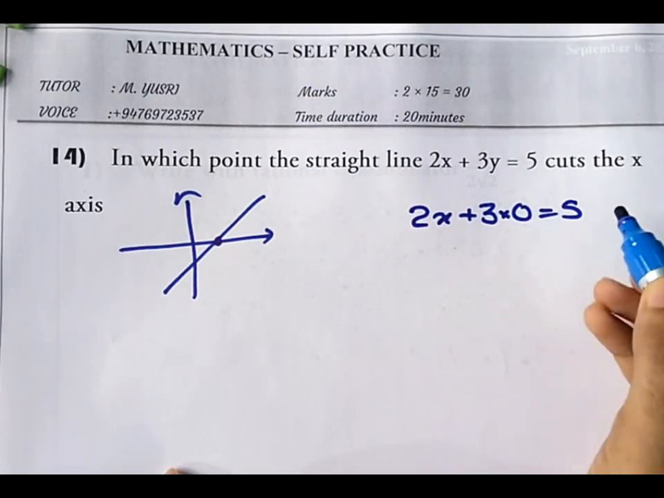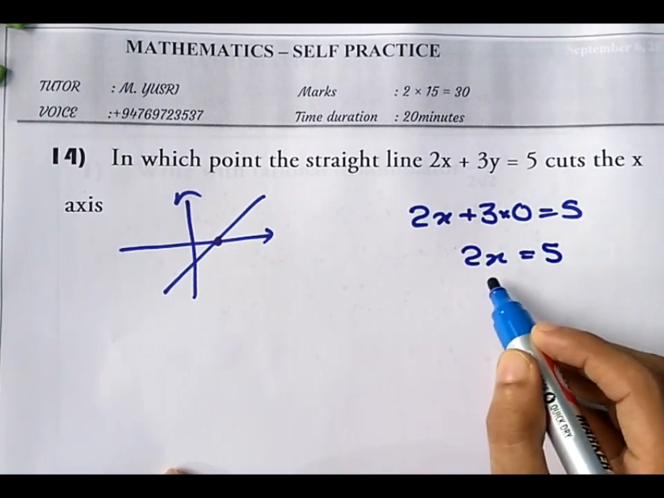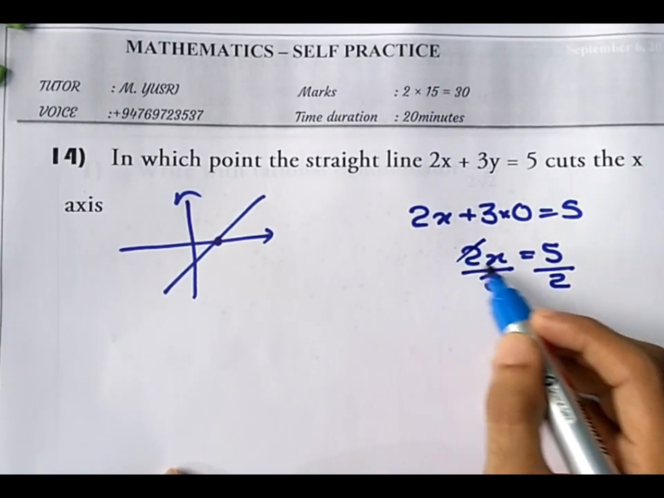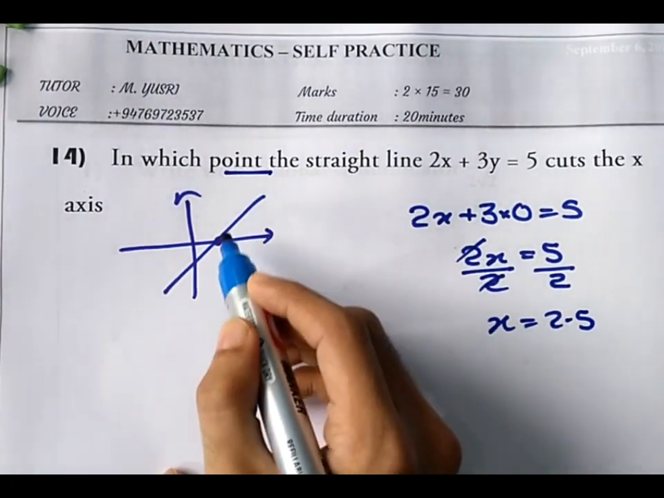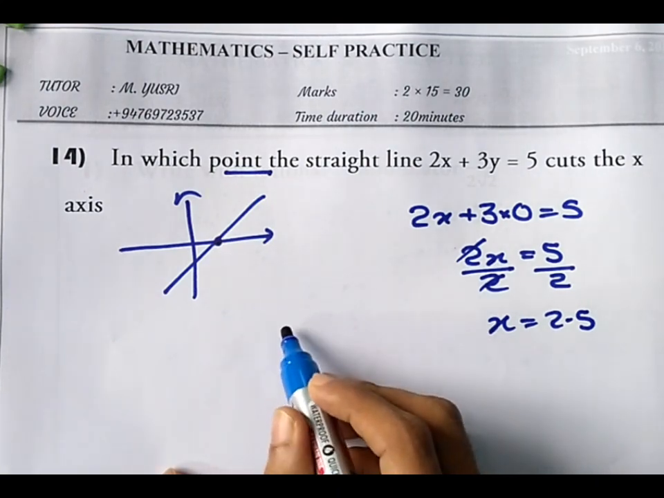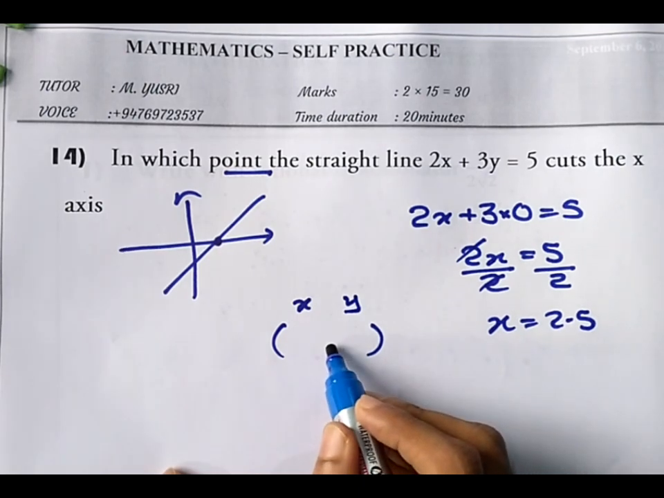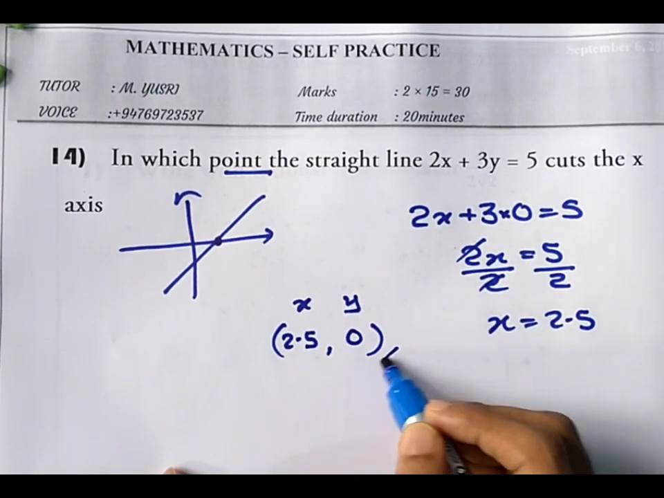3 zeros are 0, so we can ignore the whole term. So 2x equals 5. Now to subject x, we have to divide both sides by 2. So x equals 2.5. But they are asking for the point, so we have to write the coordinate. We write the x coordinate first and after that the y coordinate. So the x coordinate is 2.5 and the y coordinate is 0.